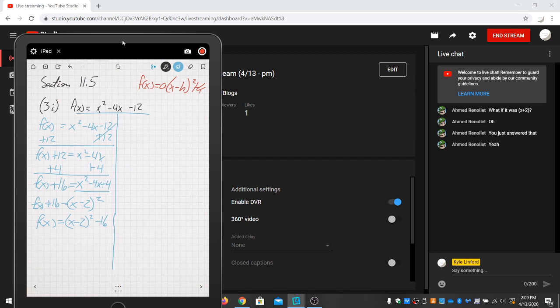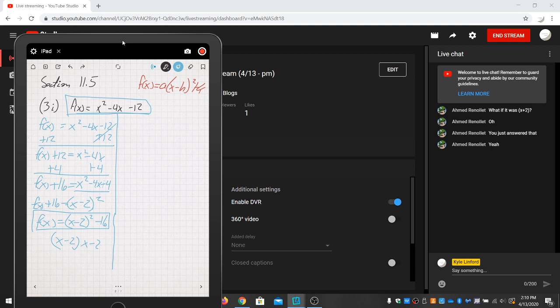minus 16. This function right here is the exact same thing as our original function. Nothing different other than the form. You can check this. All you would have to do is remultiply x minus 2 times x minus 2 and then subtract 16. You would get the exact same function back, okay?